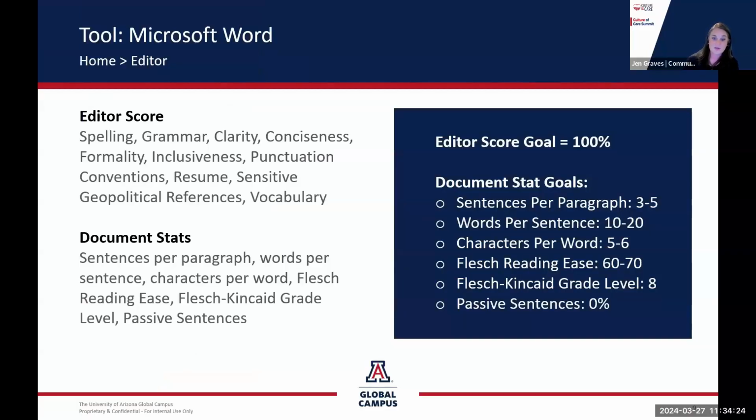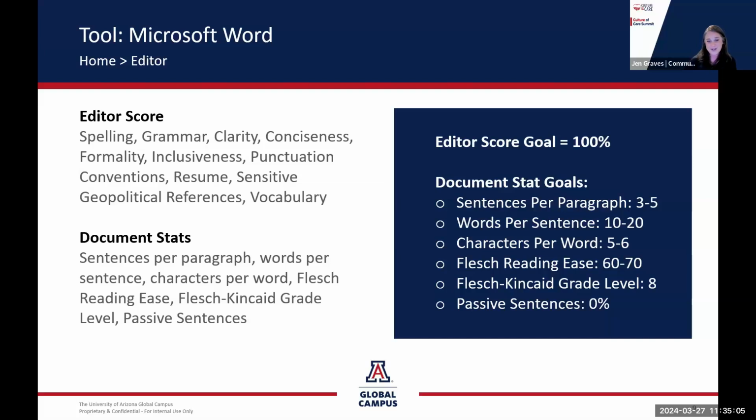So I also want to give you a tool to help. If you have Microsoft Word, which I imagine most if not all of you do, there is a great tool within it. It's called the Editor. From your Word document, you just go to the Home ribbon, and then on the far right is Editor. When you open it, you are going to see these items: the editor score, spelling, grammar, clarity, conciseness, formality, all of those elements. And it's going to actually pinpoint in your document where it thinks that you might be able to either do better or something that needs your attention.